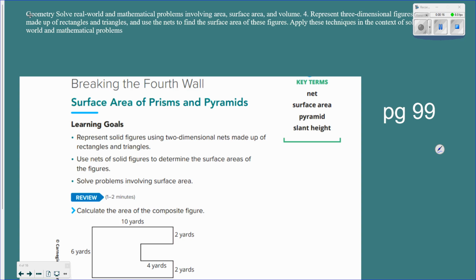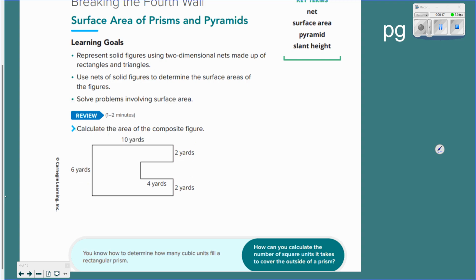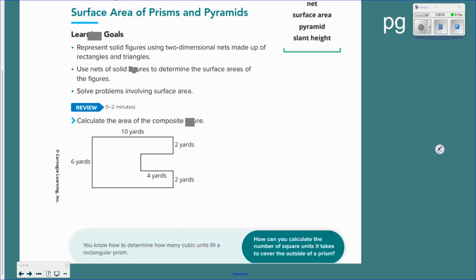We did end up changing our homework today. We're going to do pages 115, 116, instead of doing the next couple of math sections. But to get us started today, we do a quick review on finding the surface areas.